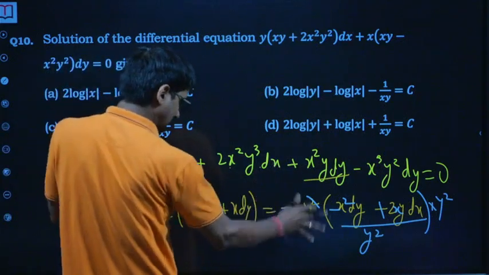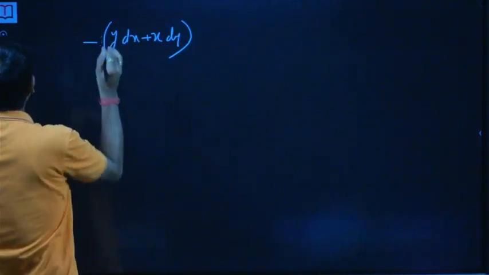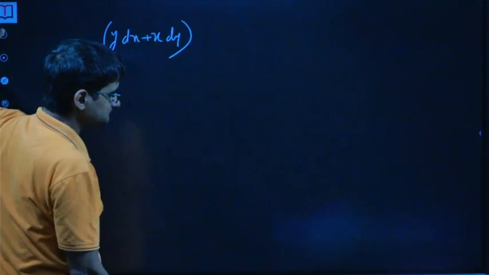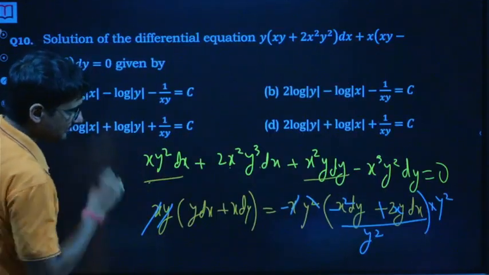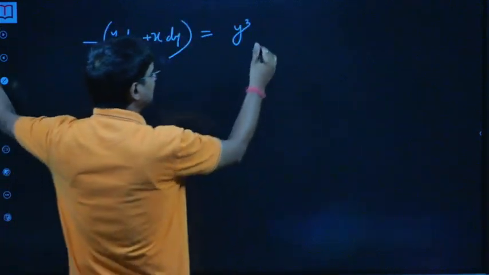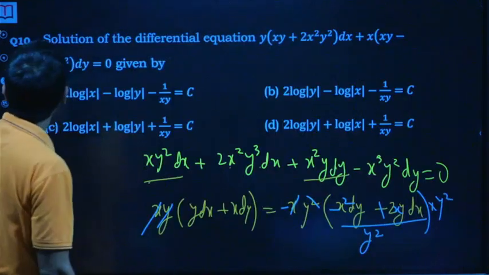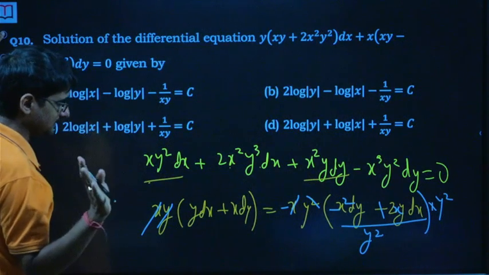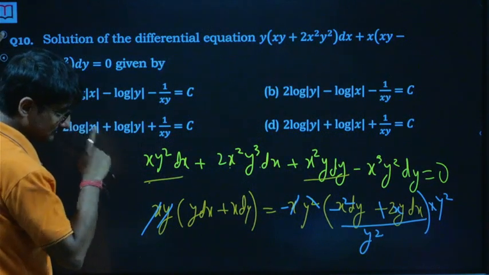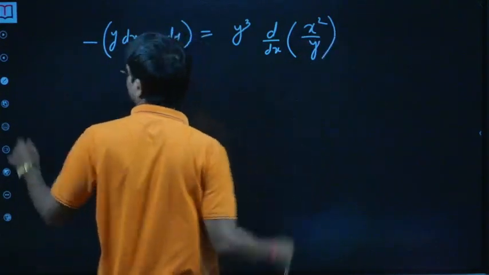Okay, so if I am trying to do this, what we got actually is y dx plus x dy minus times, okay, is equal to y cube, if I am not wrong, y into y square, y cube, and then this is d by dx of, not dx but derivative of what? x square by y, x square by y.